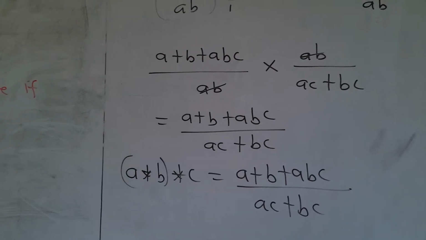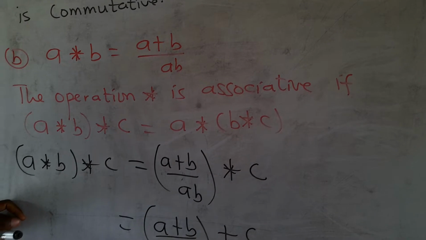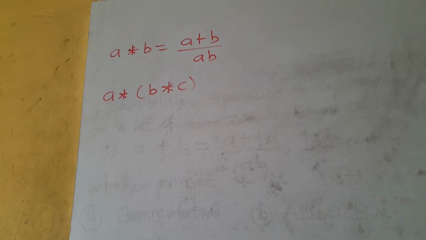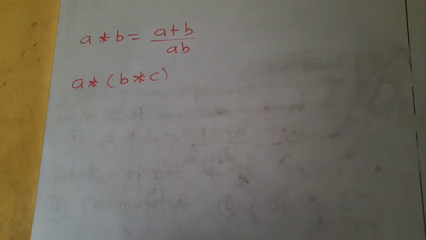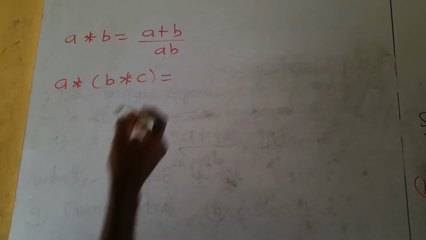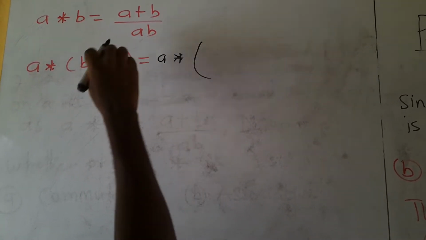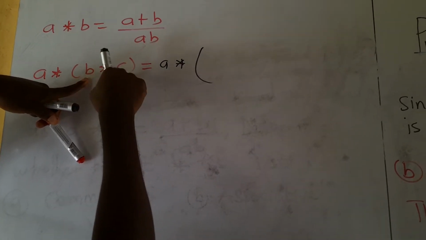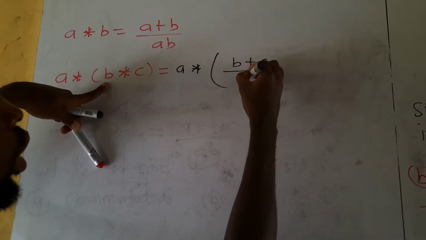Now we prove the other side of the equation. That's A star, bracket B star C, and compare the two and see if they are the same. So we want to check the other side, the right hand side. That's A star, B star C in bracket. So this will be equal to, we'll do what is in the bracket first. So B star C: any place you see A we substitute B, any place you see B we substitute C. So we have B plus C over BC.